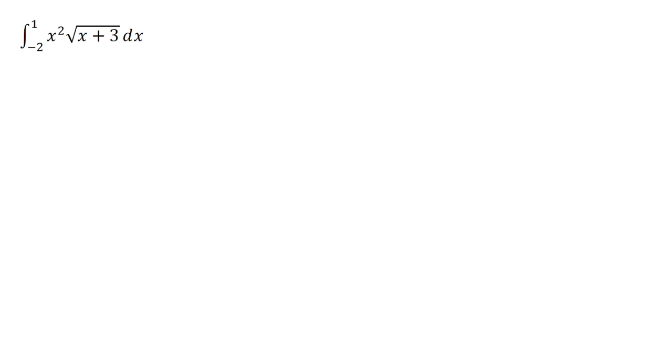All right, for our next one here, we're looking at x squared root x plus 3. We'll do the same kind of process we've been doing, which is we'll let u equal x plus 3. And then that means that du will just be dx, which is kind of nice. But we are going to have to replace this x squared with something. So we'll note that x is equal to u minus 3.